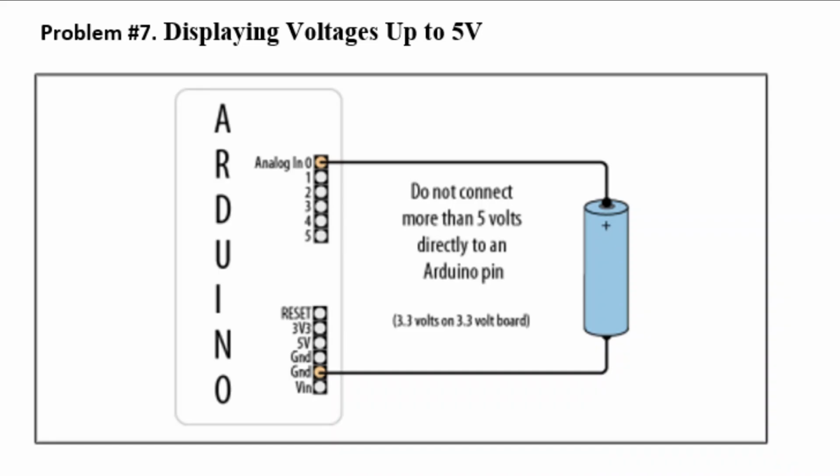Problem 6. Displaying voltages up to 5 volts. Welcome back, Arduino voltage virtuosos. Today, we're turning our Arduinos into digital voltmeters, capable of measuring and displaying voltage with precision. So grab your sensors and let's get ready to read those voltages like pros.